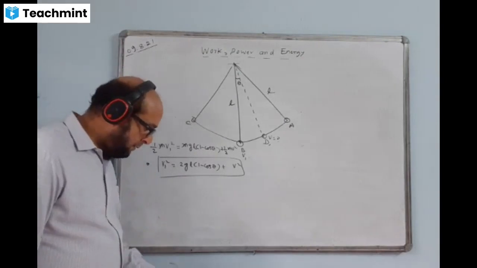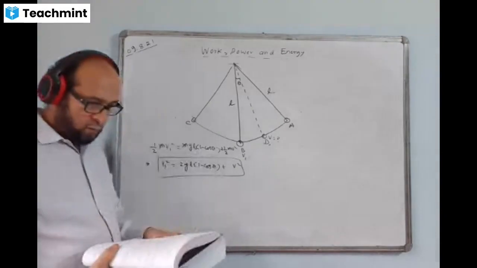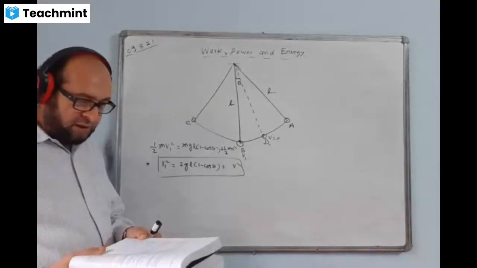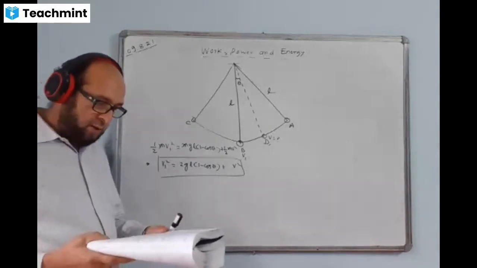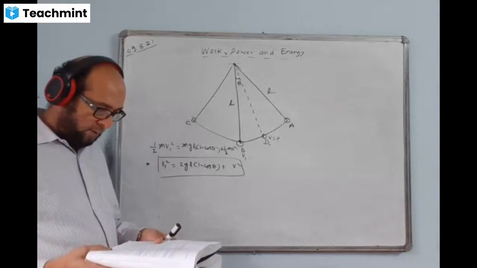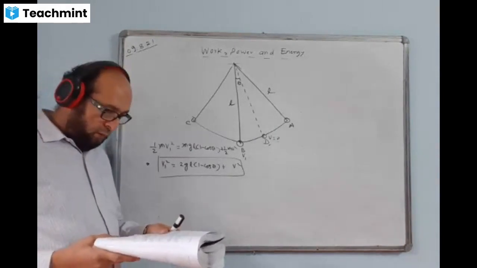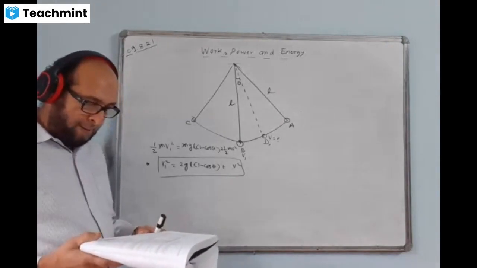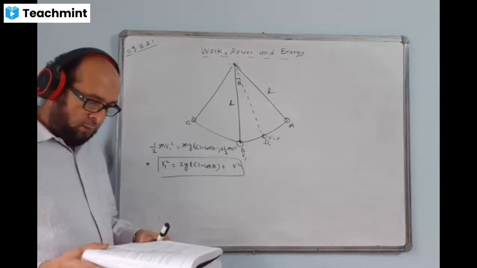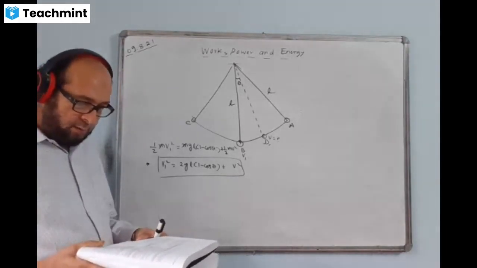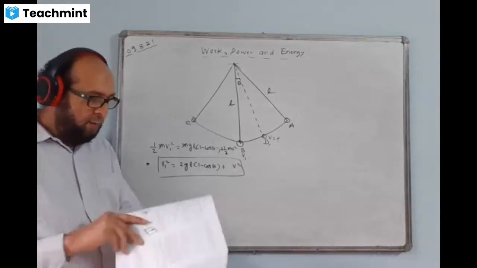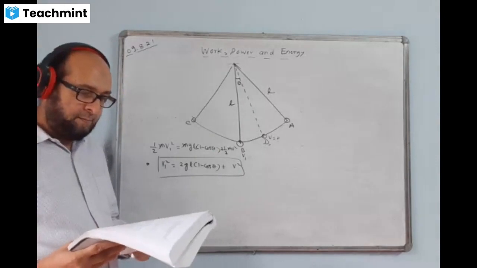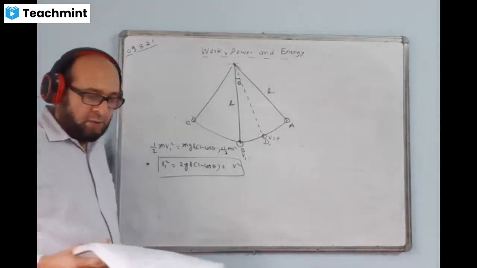Question number 1. Question number 2, number 3, number 5, number 6, then you have to do question number 9, then number 11, then you will be doing question number 16, question number 17, question number 20, 21.